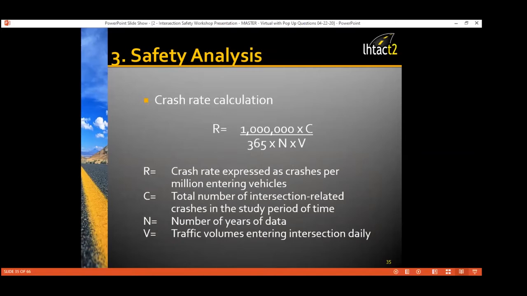So I'm just backing the slide up a bit again, just to look at this simple calculation. And what makes this work is being able to have a good handle on the traffic volumes that are entering your intersection on a daily basis.